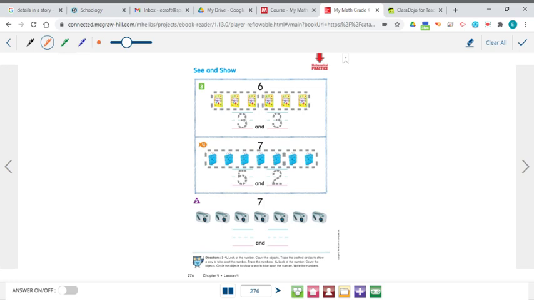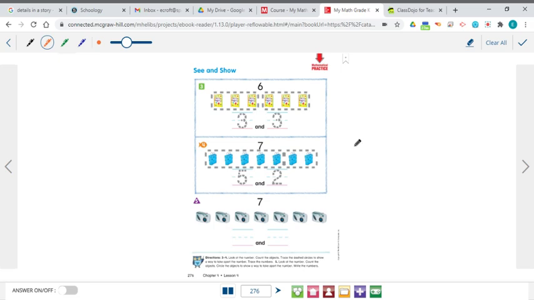Yesterday, we explored different ways to make the numbers 6 and 7, different combinations we could use to make 6 and 7. And today, we are going to explore how to take apart 6 and 7 with different combinations. If you look at page 276, you'll need 276, 277, and 278 so that we can work through this together. And then I will have you do 279 and 280 on your own.